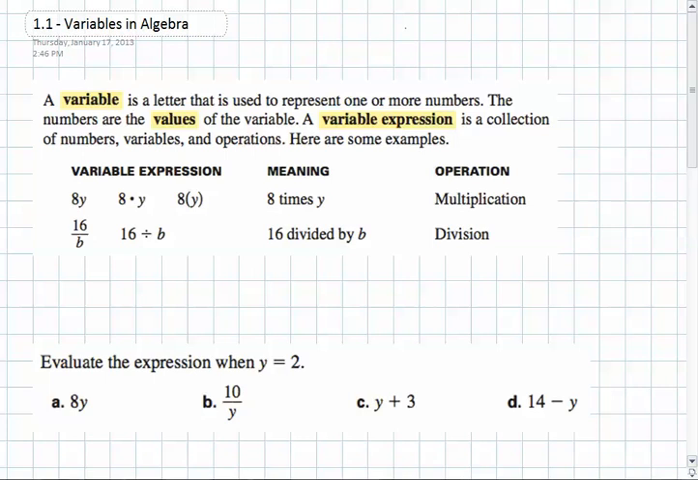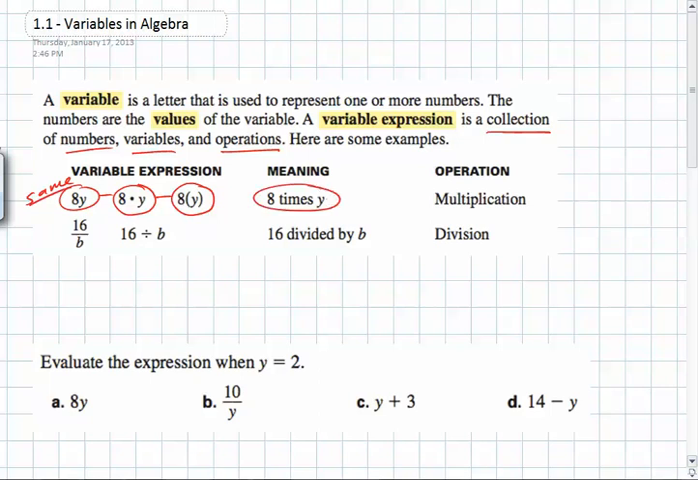A variable expression is a collection of numbers, variables, and operations. So for example, you could have 8y, which is the same thing as 8 times y with a little dot, or 8 times y in parentheses. They all are the same variable expression. They're the same. This means 8 times y, and the operation is multiplication.